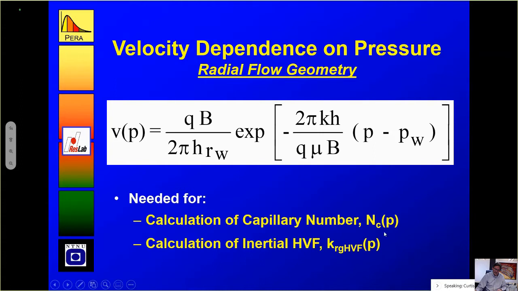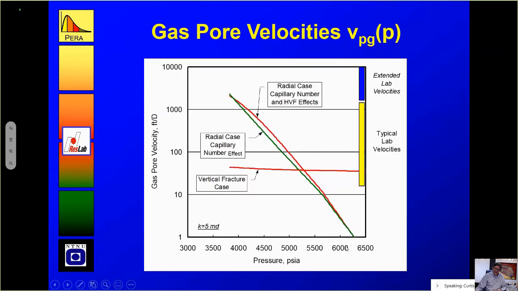You need this to get the capillary number and the beta term. These are just example gas pore velocities that you can attain in conventional labs, and then these are extended lab velocities that were used in our JIP. Here are capillary or pore velocities seen in a radial model. I'm not sure why we didn't go to lower pressures here, but I guess the wellbore would be here.